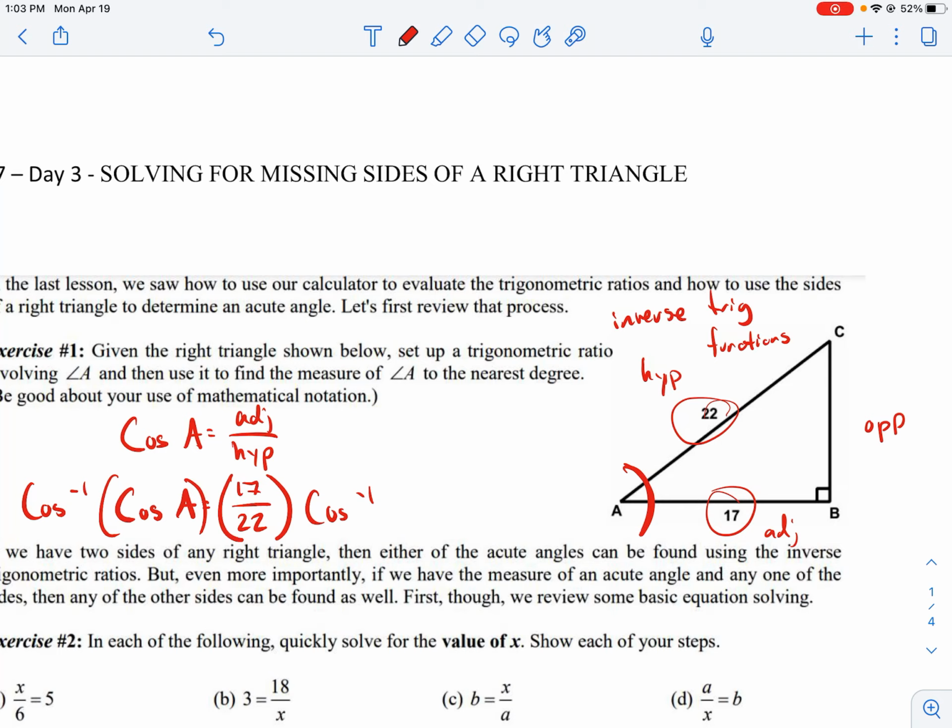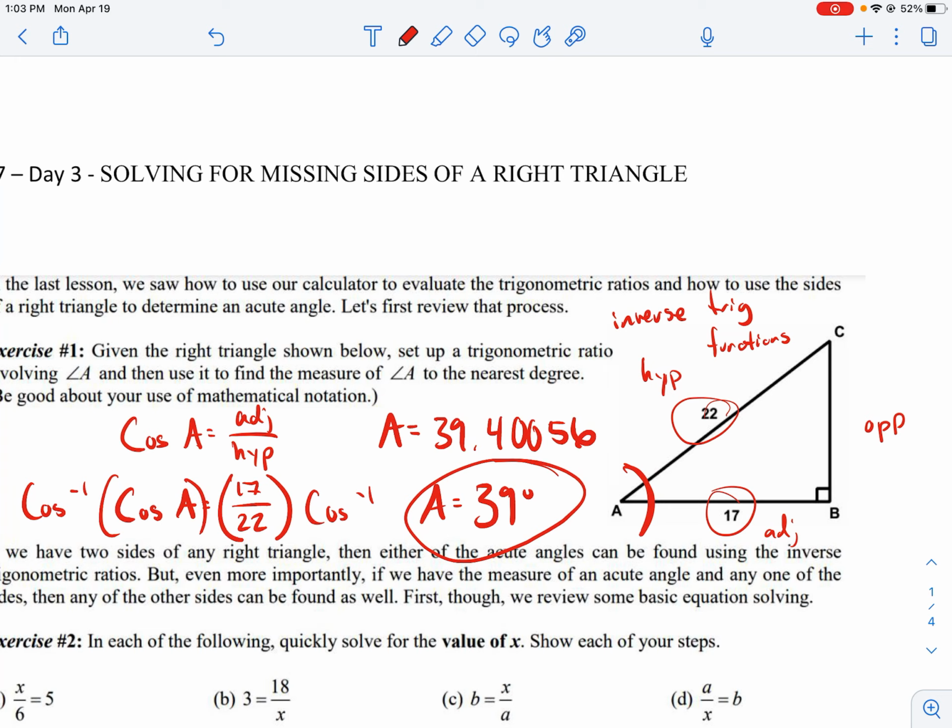All right, so the measure of angle A is 39.56, whoops. So let's round it to the nearest degree. So A is 39 degrees.